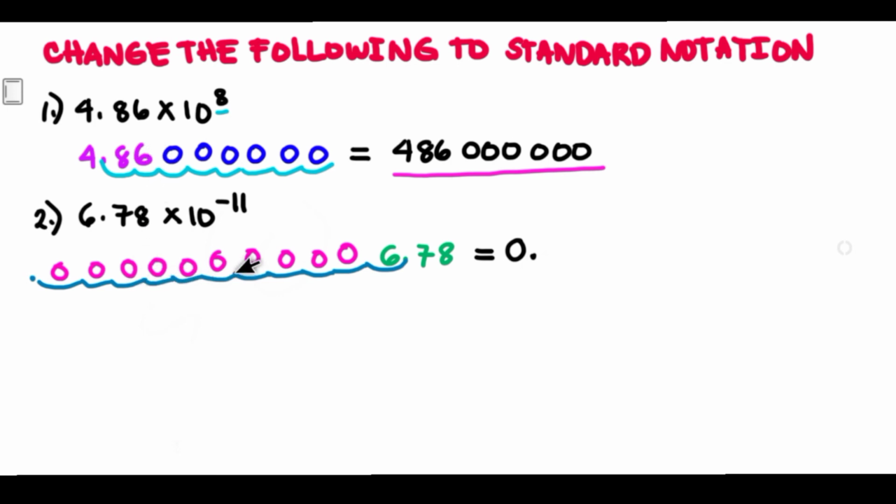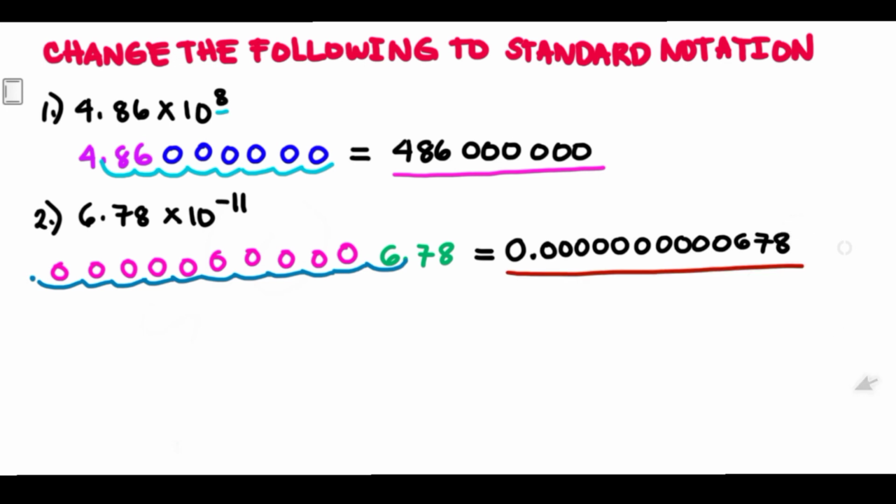2, 4, 6, 8, 10. So, 10. 1, 2, 3, 4, 5, 6, 7, 8, 9, 10. And then, 6, 7, 8. So, ito po yung final answer. Ito po yung standard notation ng 6.78 times 10 raised to negative 11. So, since negative yan, automatic, very small yung number.